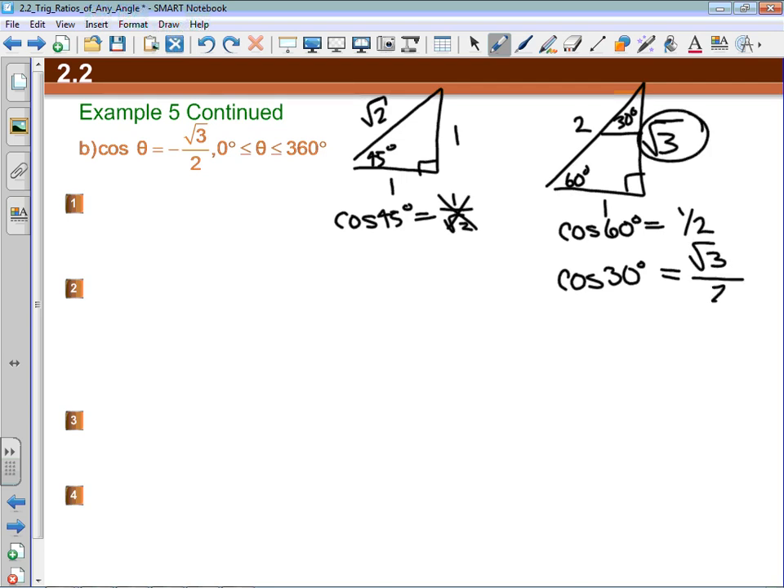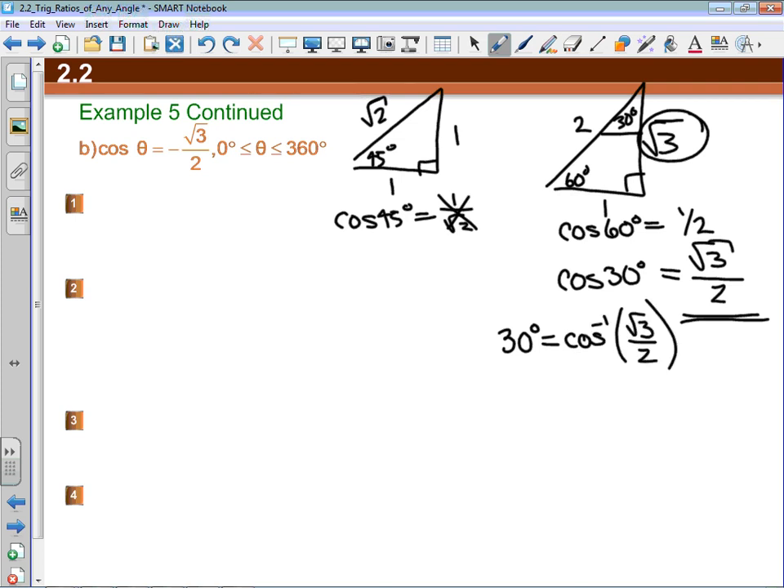Now, I'm not getting negative root 3 over 2 here. I'm getting positive root 3 over 2, but the value is there, and that's what's important. And I'm going to write one more time that this lets me know that 30 degrees is equal to the inverse cos of root 3 over 2. That's what we're going to exploit from that information.